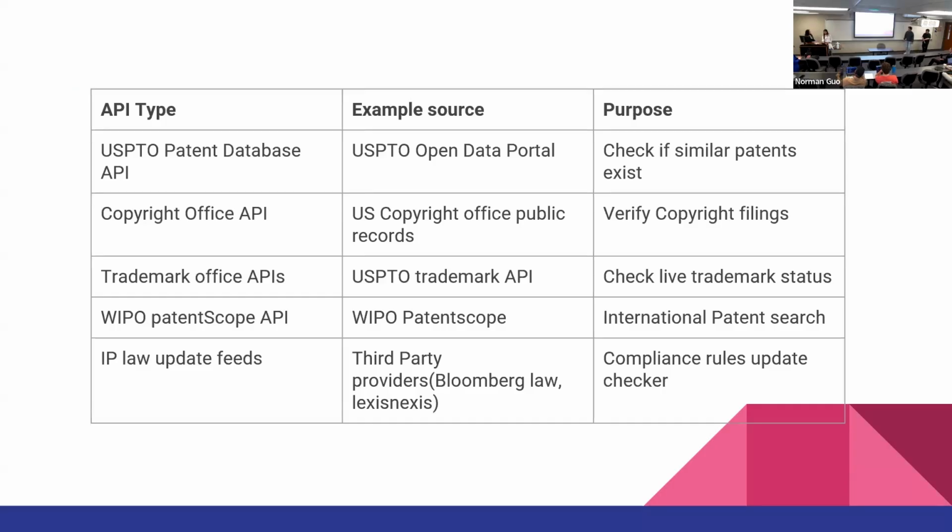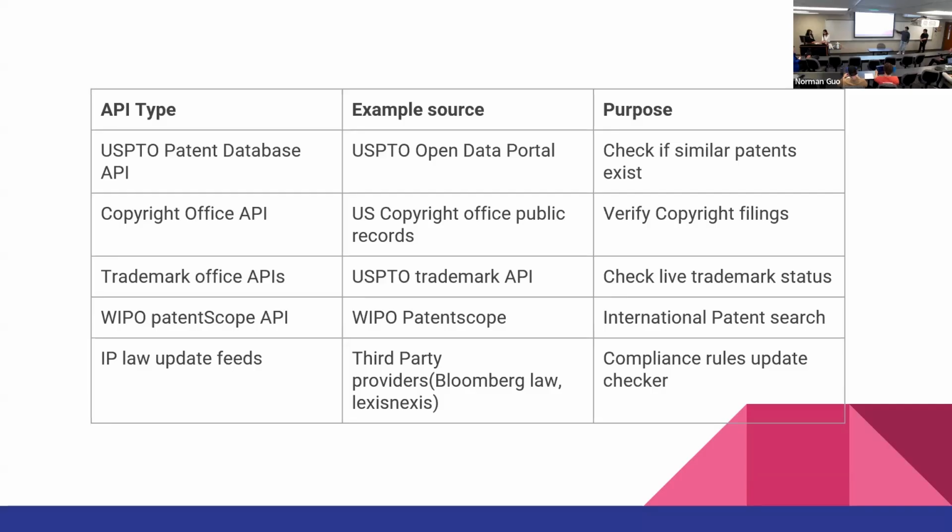And these are the API types. So first, we're going to have to access the United States Patent and Trade Office database, and then we have to combine with the copyright office. And for here, this example source, by directly searching it, you can find the requirements and what you need to submit to file your IPs.